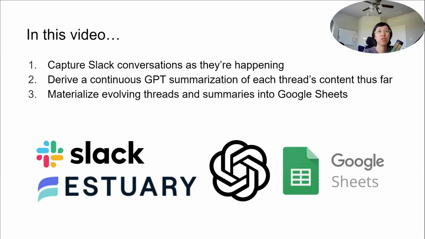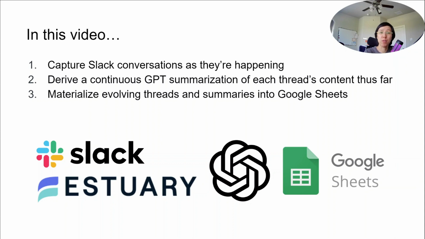In this video, we'll show how you can productionize a custom, always-on, GPT-enabled transformation pipeline with your actual data. We'll be using Estuary's Slack instance to: 1. Capture Slack conversations as they're happening, 2. Derive a continuous GPT summarization of each thread's content, 3. Materialize evolving threads and summaries into Google Sheets.